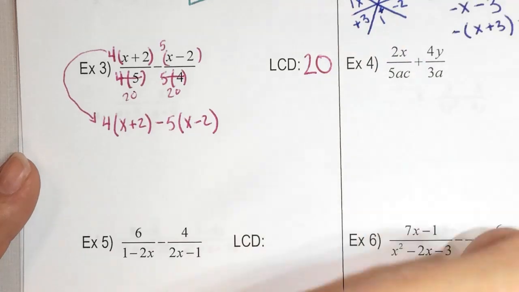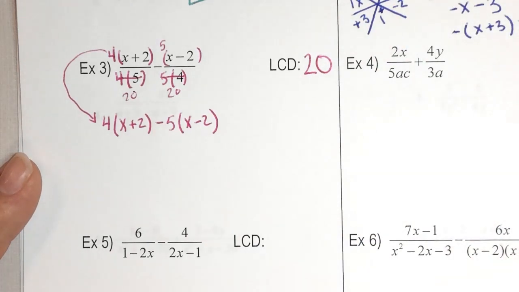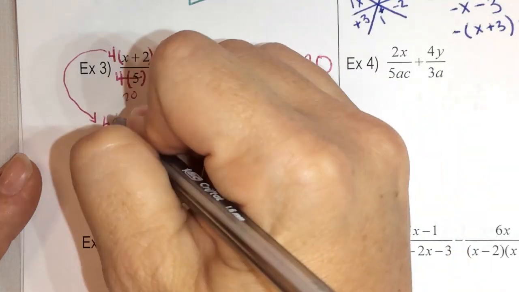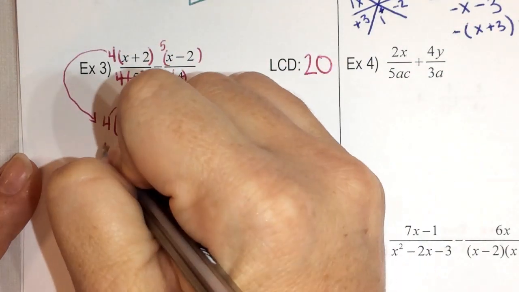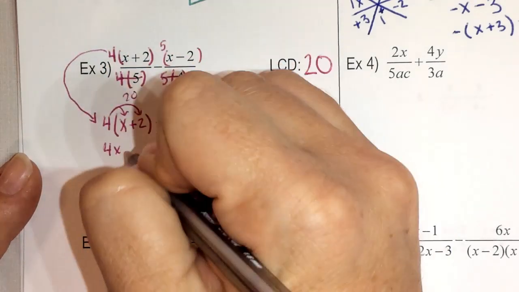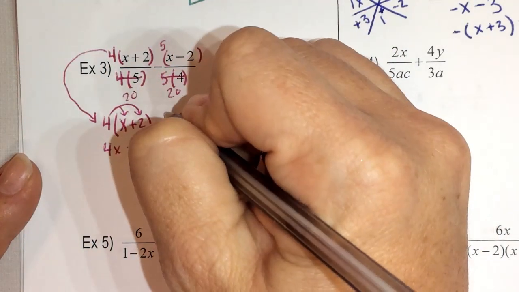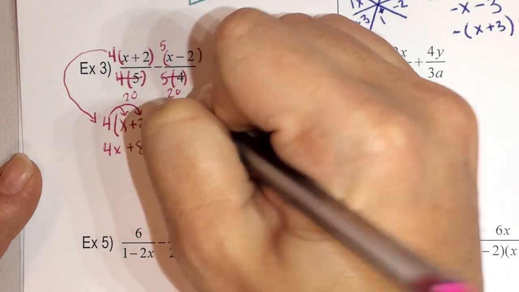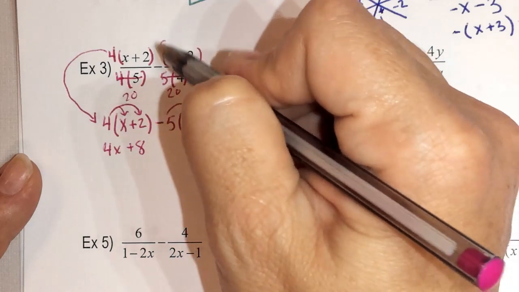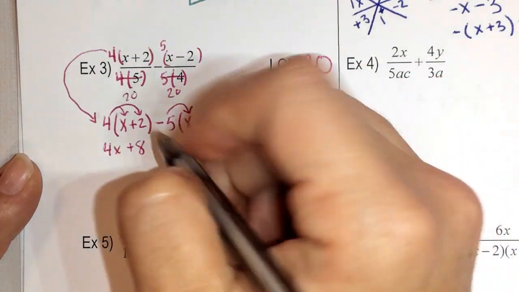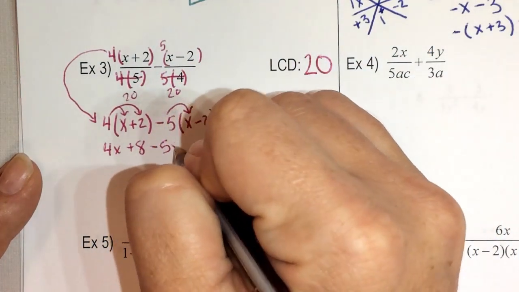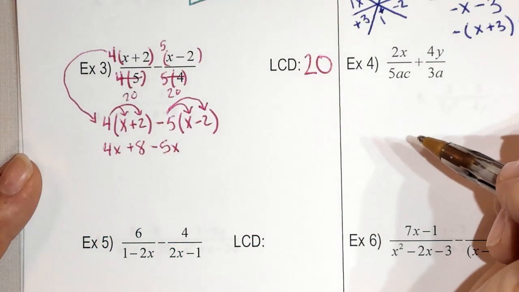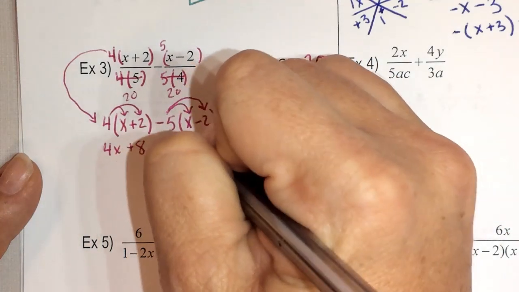And now I'm going to simplify my numerator. Okay? So what am I going to do? Distribute, multiply. So what's 4 times x? 4 times 2? Now, am I distributing just 5 or negative 5? Negative 5. Which is 2 birds, 1 stone, because I had the negative to distribute and the 5, so we're just going to do both together. So negative 5 times x is negative 5x. What's negative 5 times negative 2? Positive or negative? 2 negatives makes a positive.